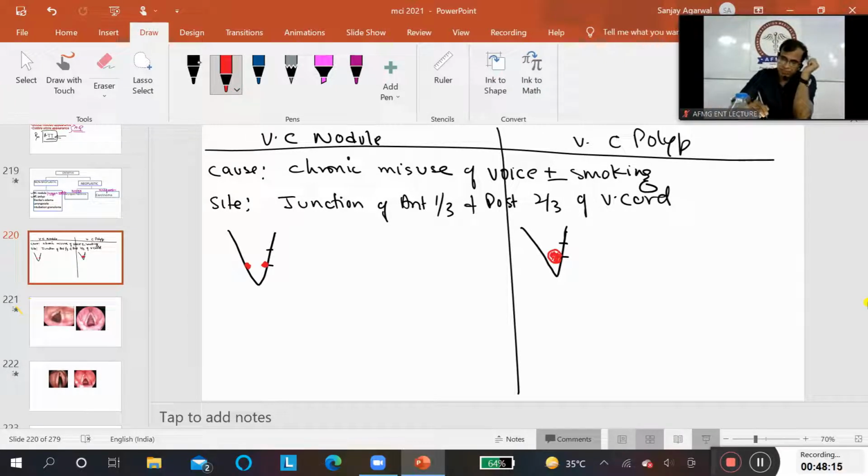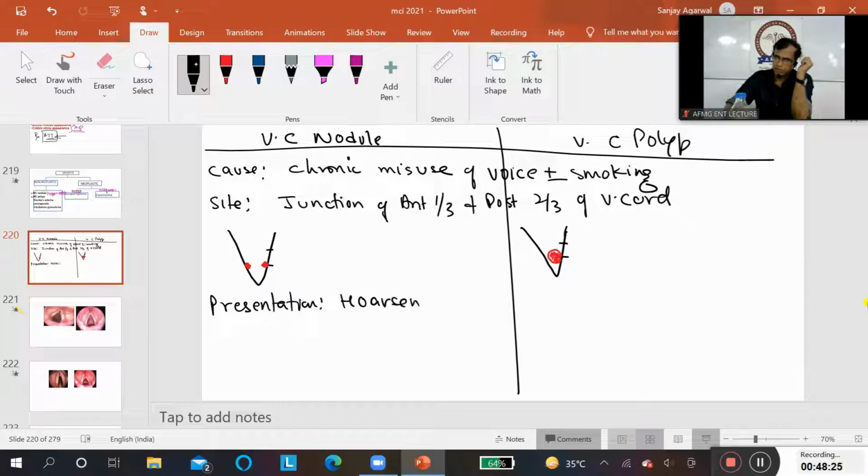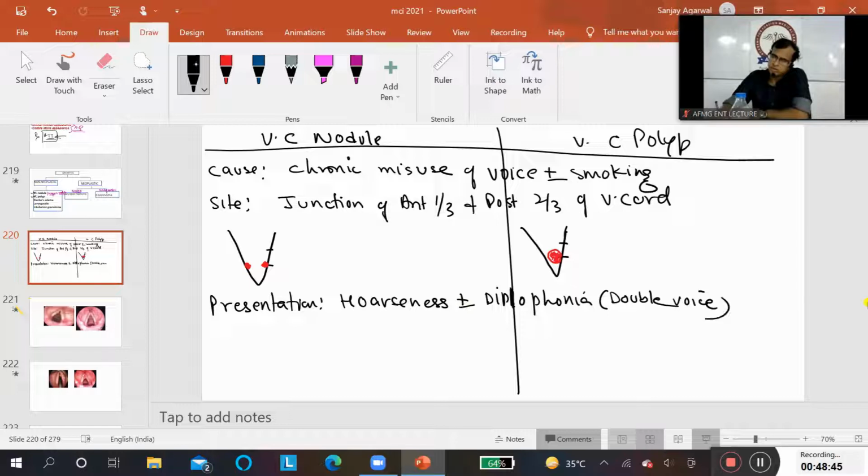And the third common point is that the main presentation is the same: hoarseness of voice, plus minus diplophonia. Double voice. Diplophonia is double voice.